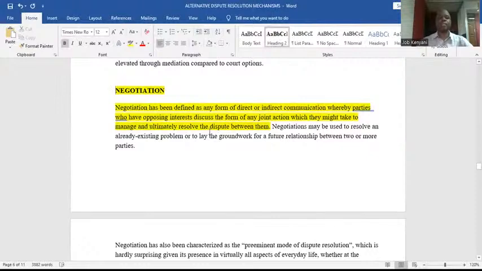You can see that under mediation and under arbitration, there's a third party who is involved. Under negotiation, no third party is involved. So the parties by themselves are the ones who will be able to resolve the matter. They can just decide to meet and take action as to how they'll resolve their own disputes amongst themselves. Negotiations may be used to resolve an already existing problem or to lay the groundwork for a future relationship between two or more parties.